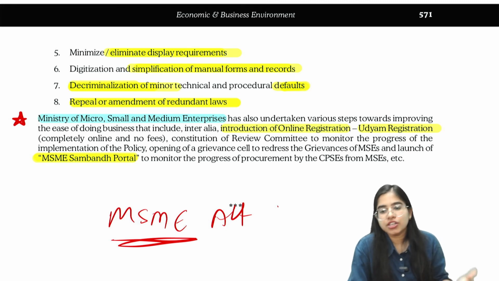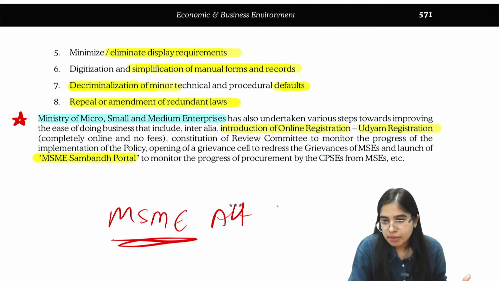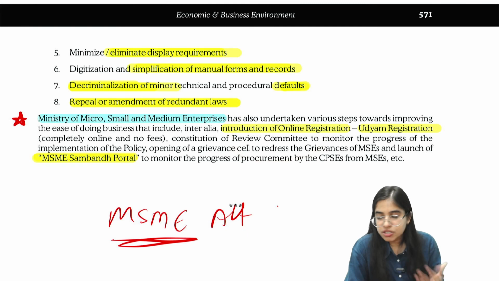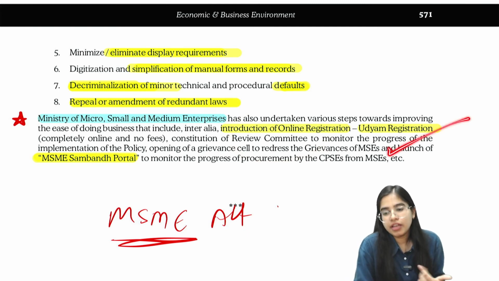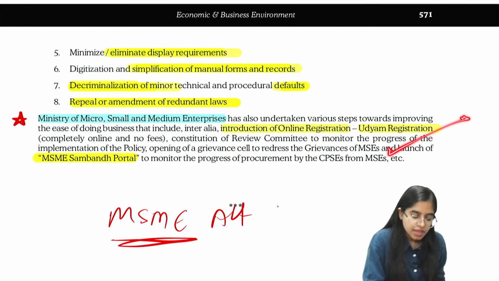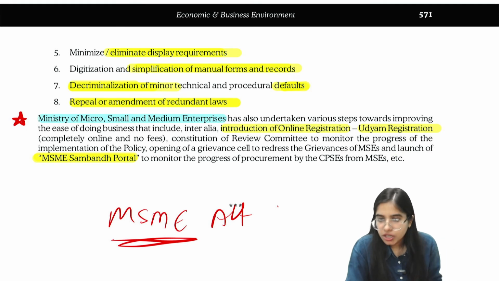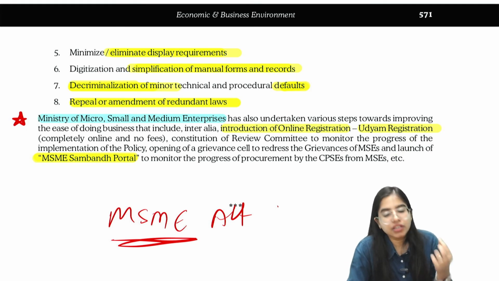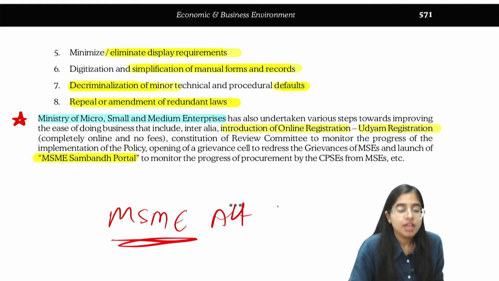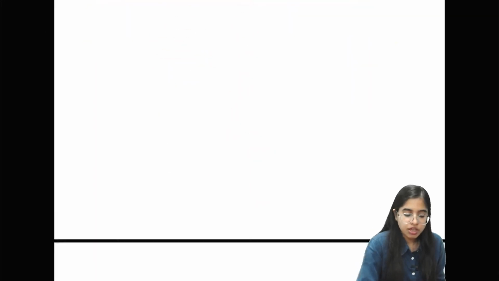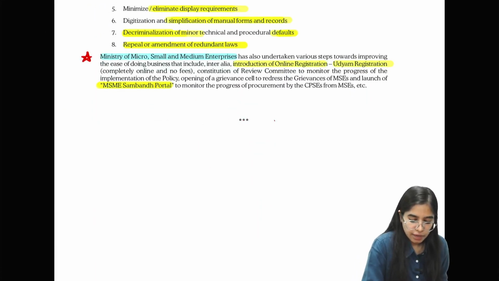So these are all the initiatives taken by the Ministry of MSME in order to promote ease of doing business and to promote MSMEs. First, they have introduced online, simplified registration. The name of that process is Udyam registration. Secondly, they have made a dedicated website for solving the grievances and complaints of MSMEs. That is known as the MSME Samadhan portal. With this, we are done with this chapter.